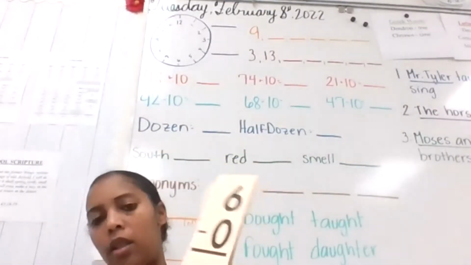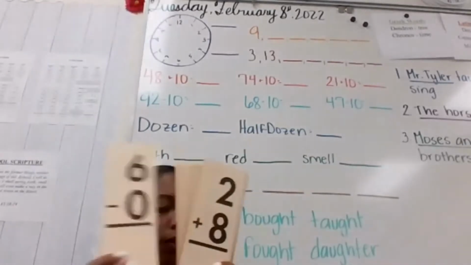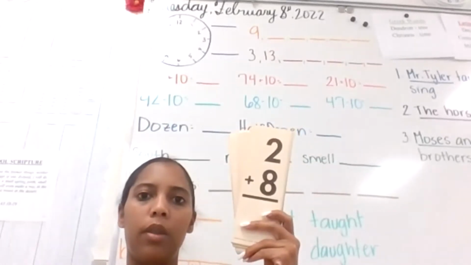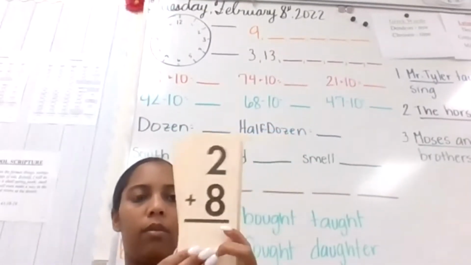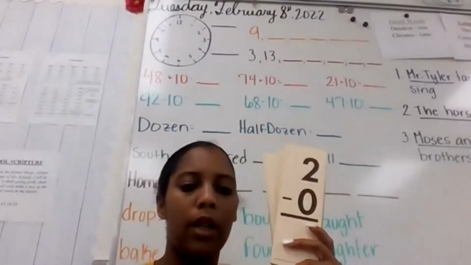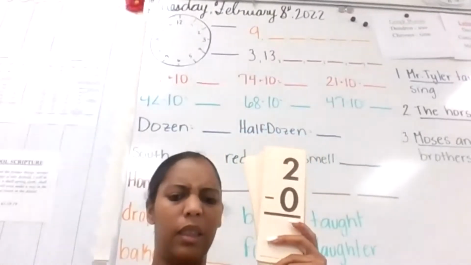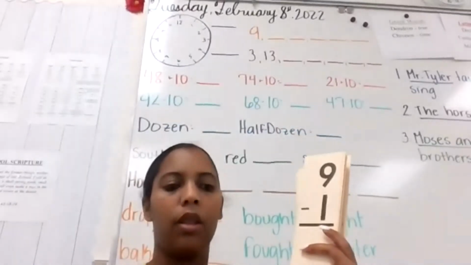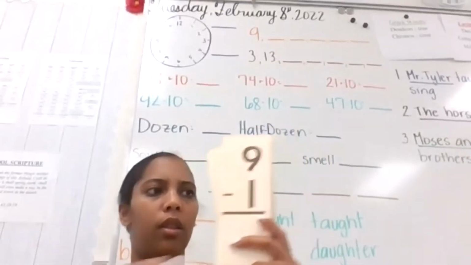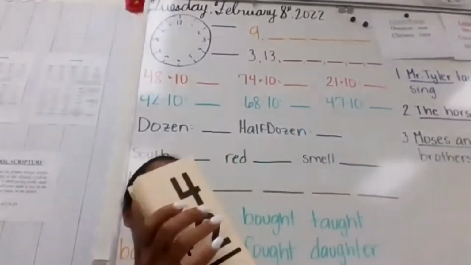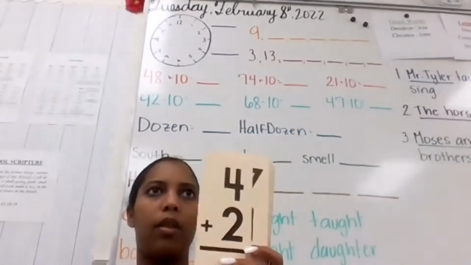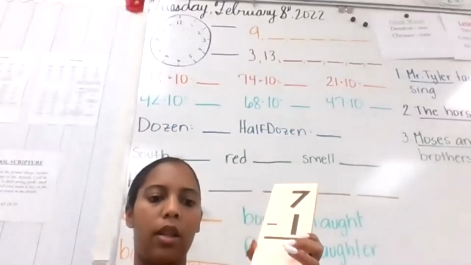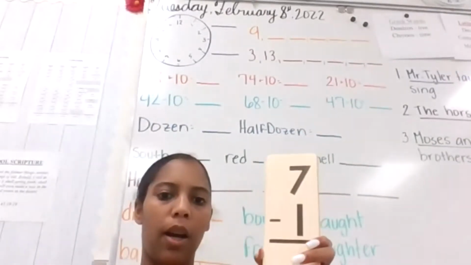6 minus 0 equals 6. 2 plus 8 equals 10. 2 minus 0 equals 2. 9 minus 1 equals 8. 4 plus 2 equals 6. 7 minus 1 equals 5.